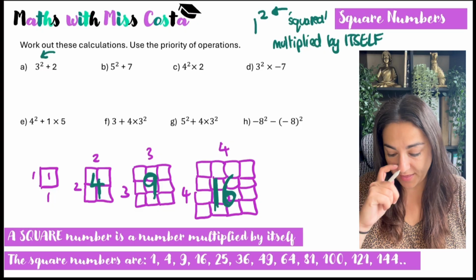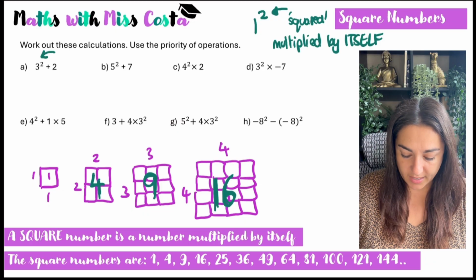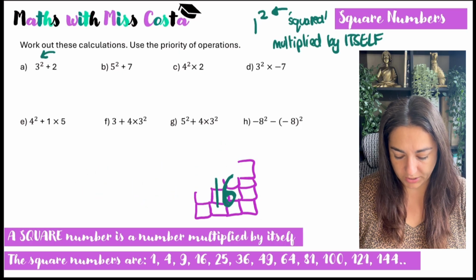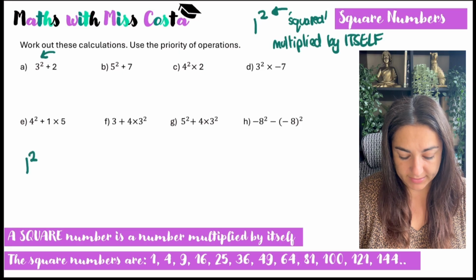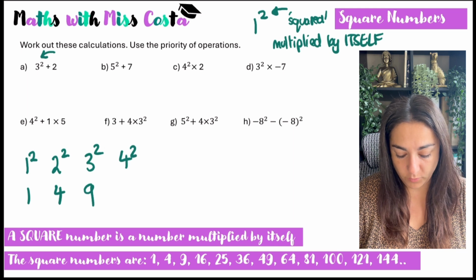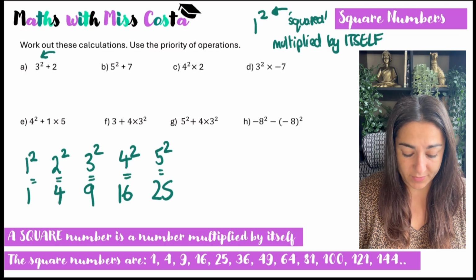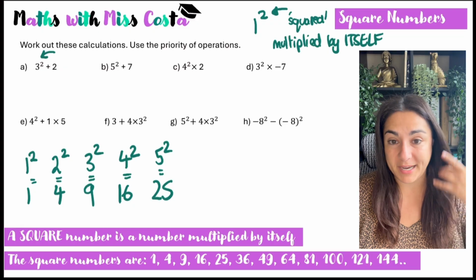Okay, so with that in mind, let's think to ourselves, we've got 3 squared plus 2. Now, if you didn't know the square numbers, I have written them out here for you, and I would really encourage you to memorize them. So 1 squared is 1, 2 squared is 4, 3 squared is 9, 4 squared is 16, 5 squared is 25, and so forth. You should know these off by heart. If you don't, write them down, put them on a post-it note somewhere and just repeat them to yourselves.